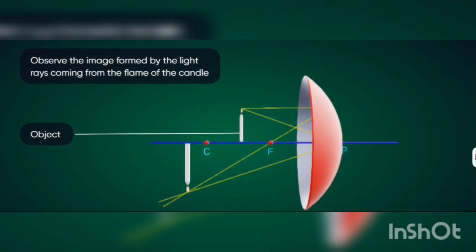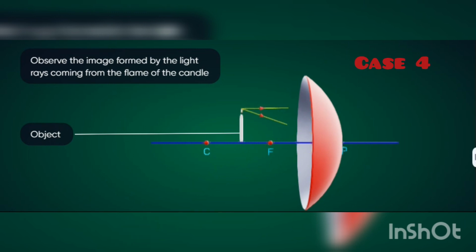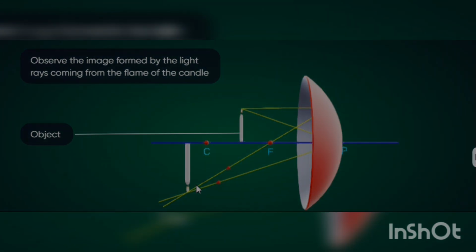Next case is when the object is placed between focus and center of curvature, that is between F and C. So you can see the candle is placed between F and C. And where is the image forming? The image is formed beyond the center of curvature. So what is the nature of the image? Again, it is an inverted image and real.